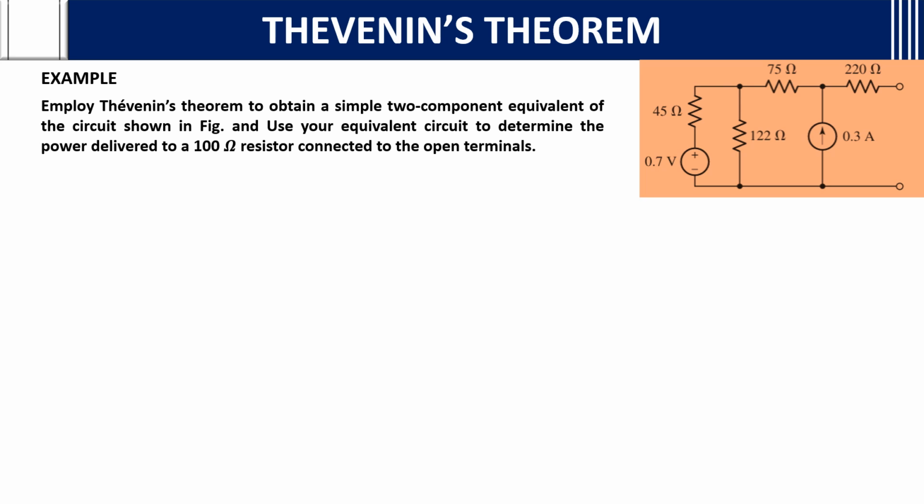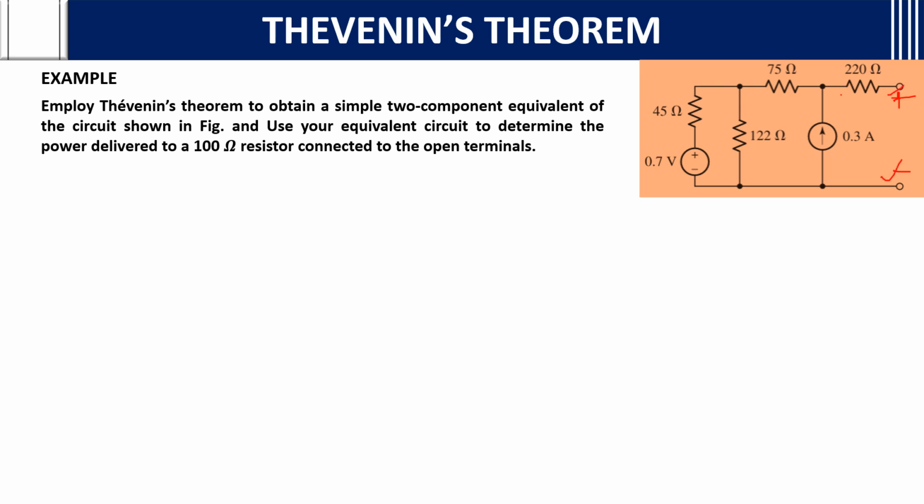Next question. Employ Thevenin's theorem to obtain a simple two-component equivalent of the circuit shown in the figure, and use your equivalent circuit to determine the power delivered to a 100 ohm resistor connected to the open terminals. Okay, first, they have already given the open circuit. Here they have given the open circuit.